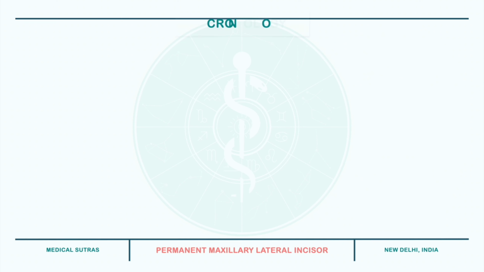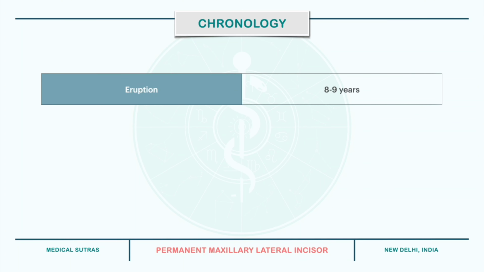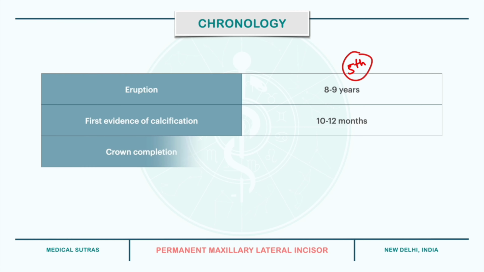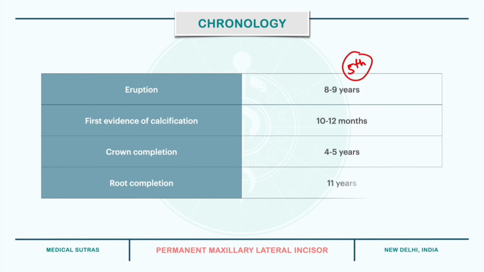Now coming to the chronology. The permanent maxillary lateral incisor erupts at the age of 8 to 9 years. It is the fifth permanent tooth in the eruption sequence, after first molars and lower central incisors that erupt at 6 to 7 years, and upper central and lower lateral incisors that erupt at 7 to 8 years. The first evidence of calcification is seen at 10 to 12 months. The crown formation is completed by 4 to 5 years and the root is completed by 11 years.